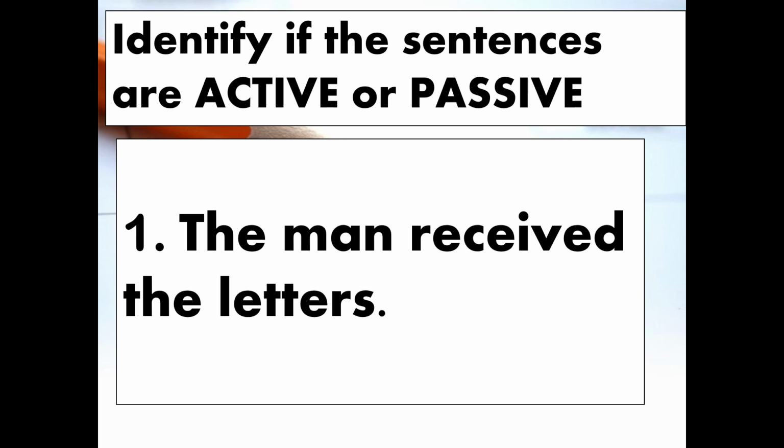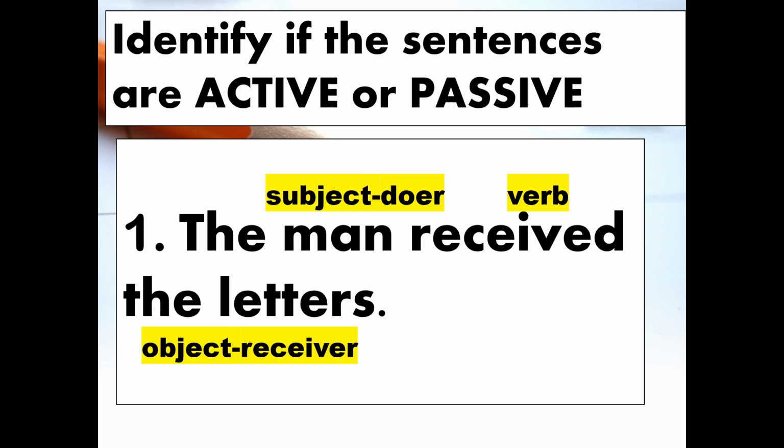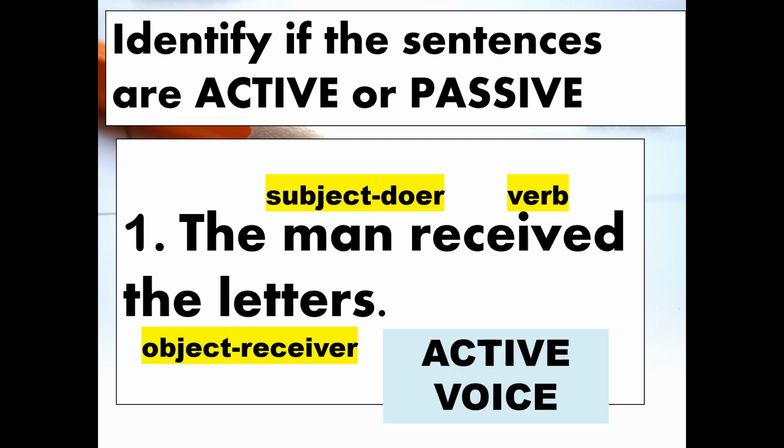Okay, so let's identify if the sentences are active or passive. The sentence is, the man received the letters. The first thing that you need to do is to identify the doer of the action and the receiver of the action. So who do you think is the doer of the action? Yes, very good. It's the man. The man here is the subject, and the doer of the action received, that is of course our verb, and then our object here is the letters, or the receiver of the action received. Therefore, it's an active voice.